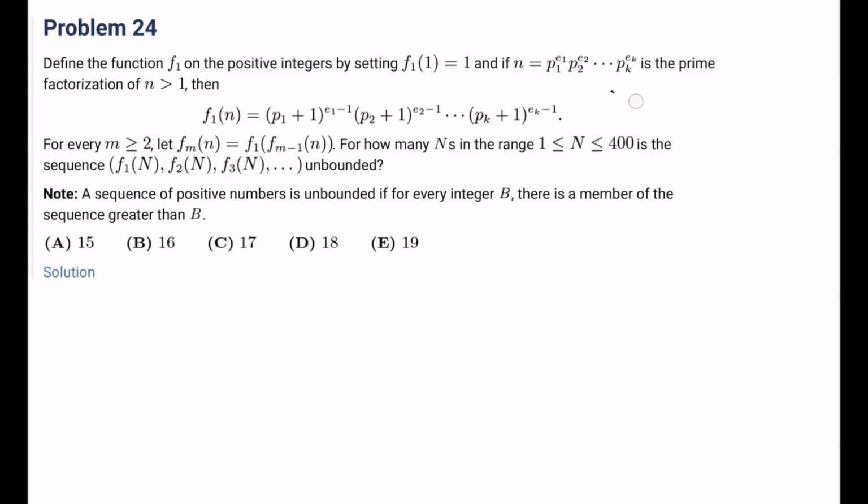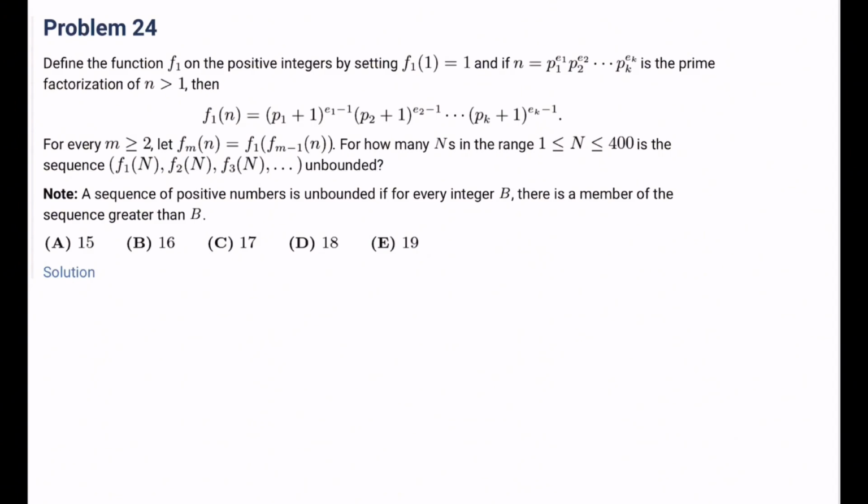And now what we want is for every m greater than or equal to 2, let this be true. For how many n's in the range 1 to 400 is the sequence f1(n), f2(n), and so on, unbounded? So what unbounded means is that for every integer b, there is a member of the sequence greater than b, right? So that just means that there's no upper limit for f of n, right?